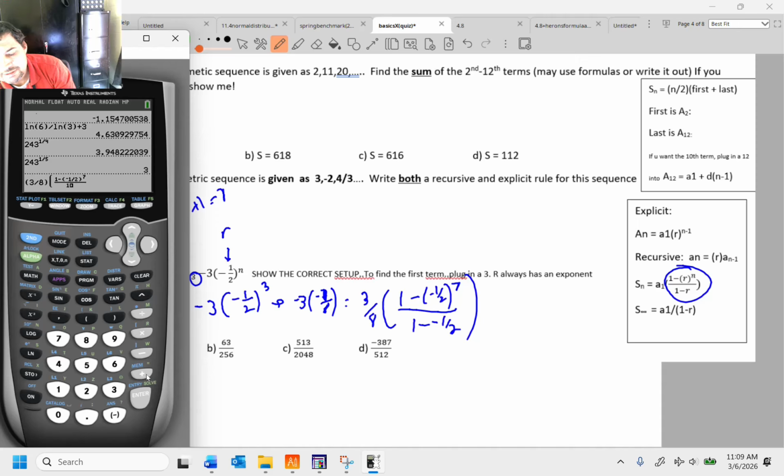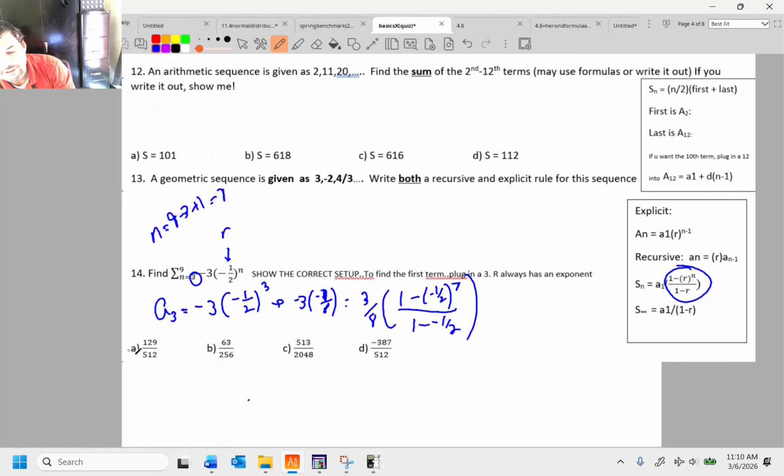If you don't know what 1 minus negative 1/2 is, you know, I'm not going to judge you. Well, I actually am going to judge you, but the TI-84 ain't going to judge you. You don't have to close your parentheses, but if you like it, go ahead. You get this funky decimal, math, enter, enter. There she is, 129 over 512.